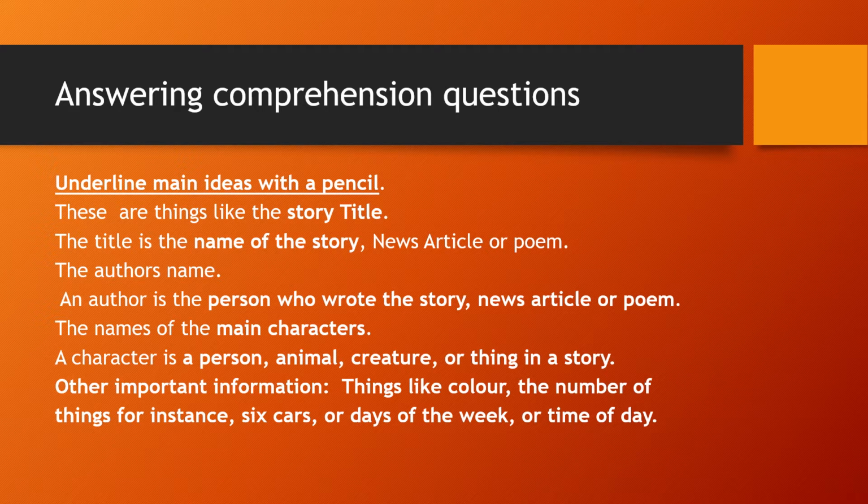Answering comprehension questions. Underline main ideas with a pencil. These are things like the story title. The title is the name of the story, news article or poem. The author's name. An author is the person who wrote the story, news article or poem. The names of the main characters. A character is a person, animal, creature or thing in a story. Other important information, things like color, the number of things, for instance, 6 cards, or days of the week, or time of day.